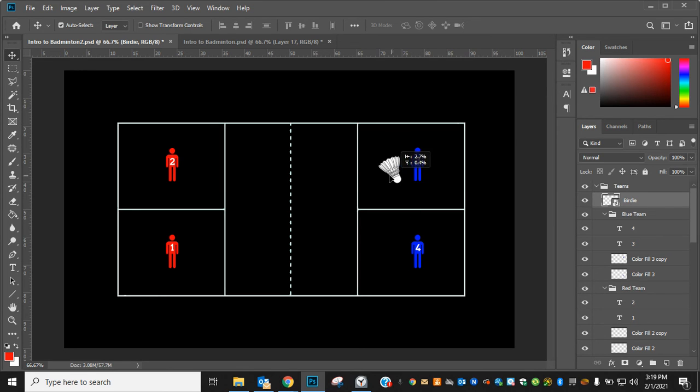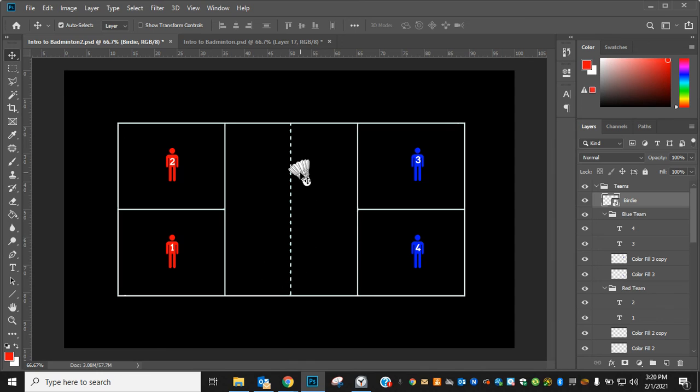Player 3 serves the birdie to player 1. Player 1 hits it to player 4. Player 4 hits it to player 1 again. Player 1 hits the birdie and it lands just over the net in the no volley zone right here. This would be a point for the red team because the blue team failed to return the birdie.